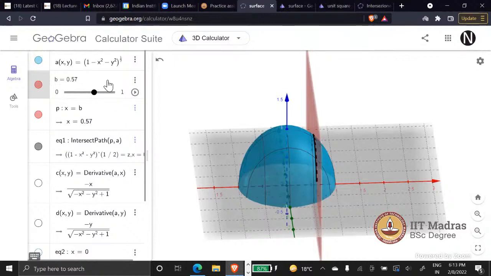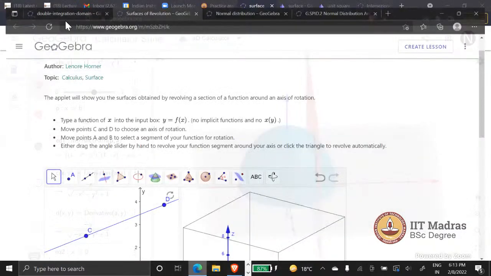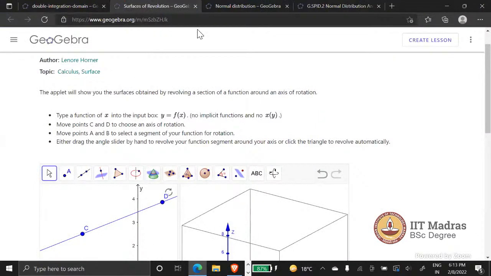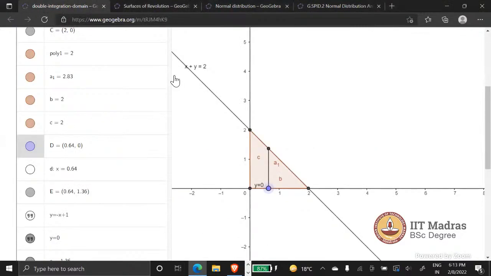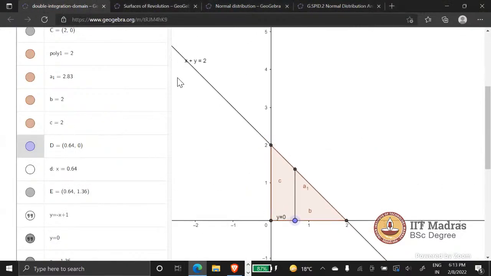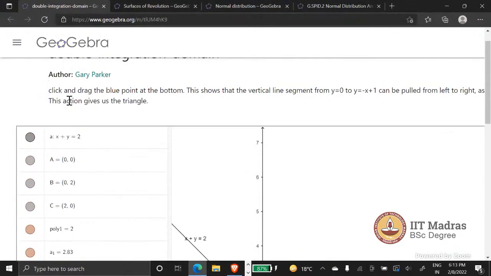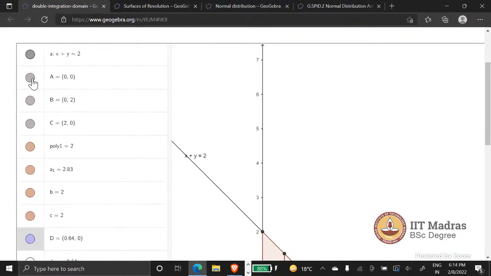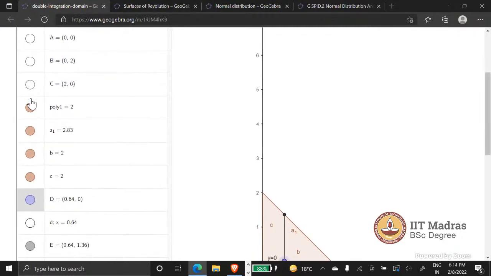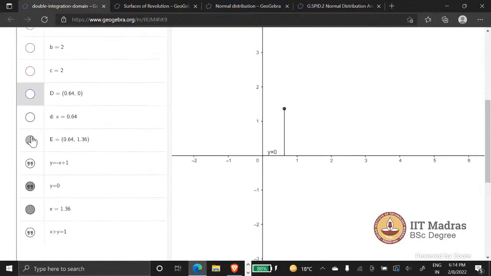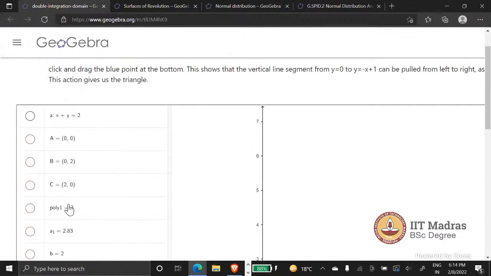Okay. So if you have a surface, let's say you have, okay, before this, let's see another example. Okay, let's see this example first.